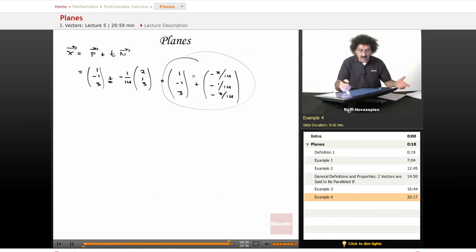And you can do the addition if you want. This plus that, this plus that, this plus that. It's going to give you some vector. This value is the sum of those two, this value is the sum of those two in the middle, and this is the sum of those two.